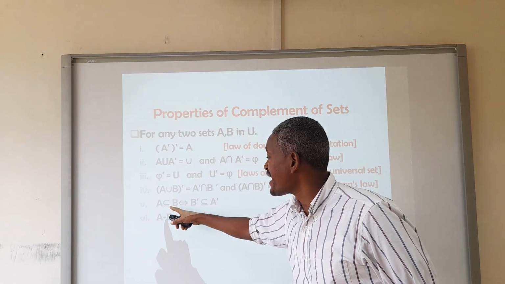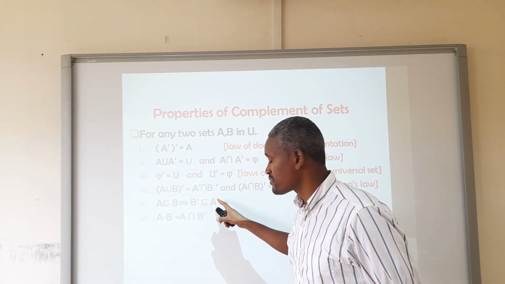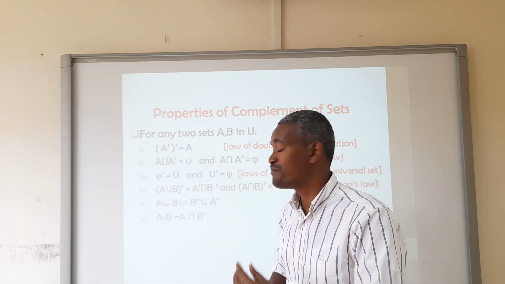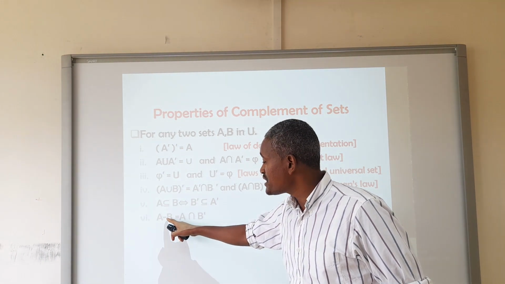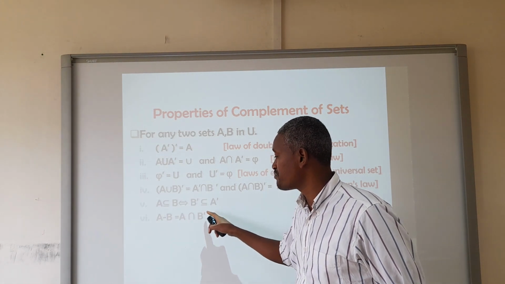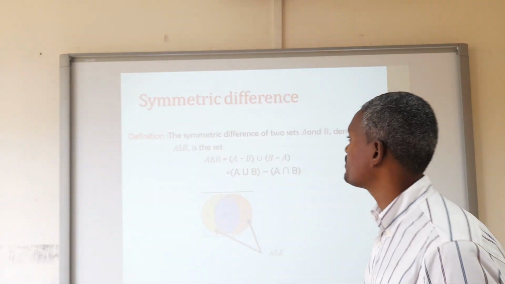So A is a subset of B if and only if B complement is a subset of A complement. If A is a subset of B, then B complement is a subset of A complement. A without B, or the difference of A with respect to B, is equal to A intersection B complement. So these are some properties of a complement.